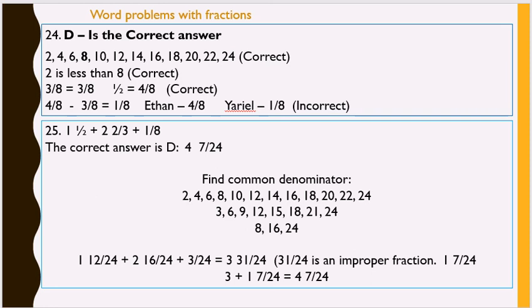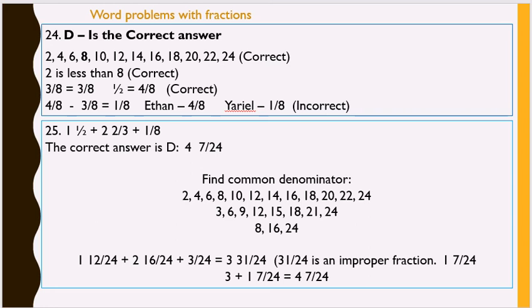Number 2. 2 is less than 8. Well, that is correct. Well, for C, 3/8 equals 3/8, and 1/2 equals 4/8. That is correct. So we look at the last one. 4/8 minus 3/8 equals 1/8. That is incorrect. Yariel did not pour more than Ethan.